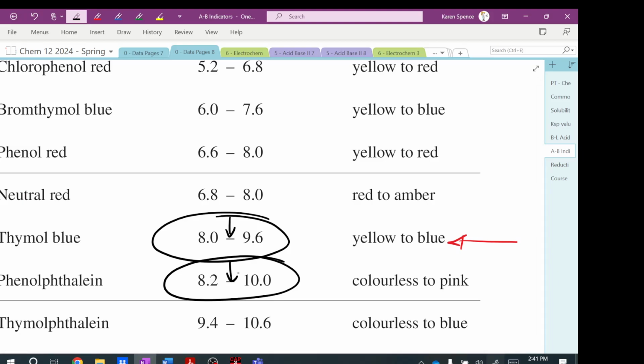I would choose phenolphthalein just because it's easier to see colorless to very slight pink than to decide what shade of green is the greeniest green that you have ever seen, okay? Yes? 104? 102. 102, 102, 102. There we go.